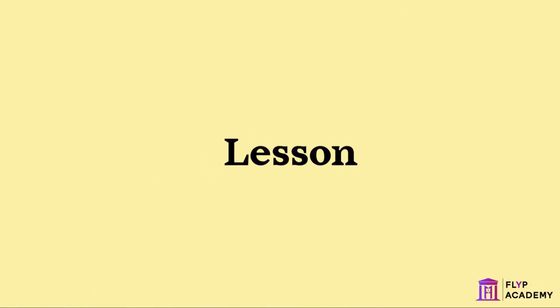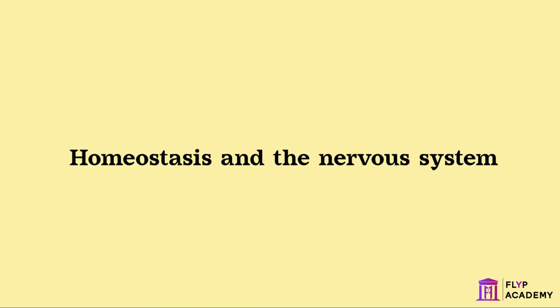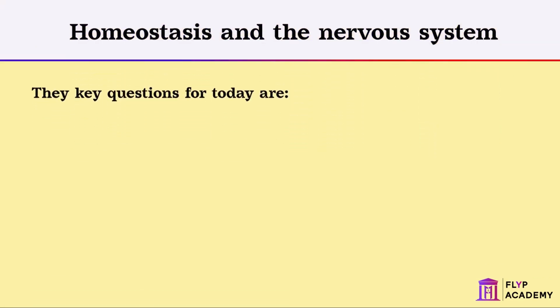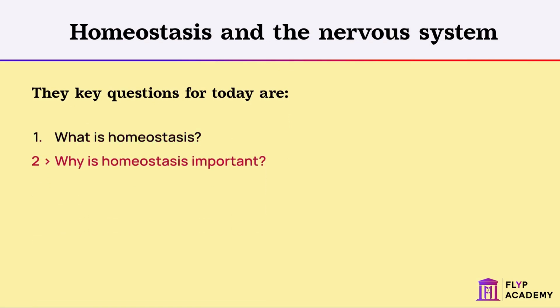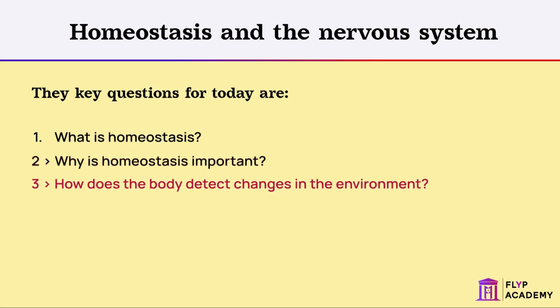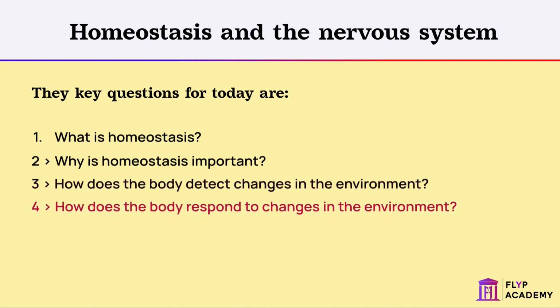Welcome to our lesson on homeostasis and the nervous system. The key questions for today are: 1. What is homeostasis? 2. Why is homeostasis important? 3. How does the body detect changes in the environment? 4. How does the body respond to changes in the environment? 5. What is a reflex action?